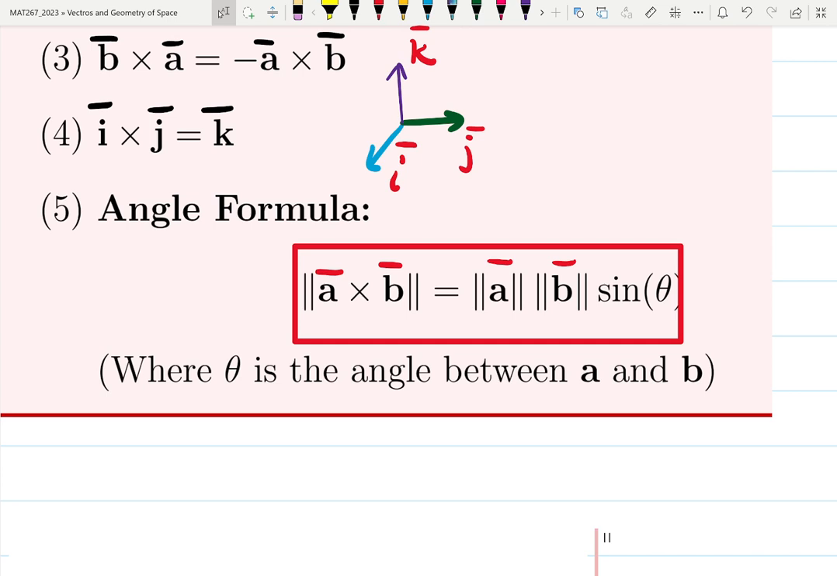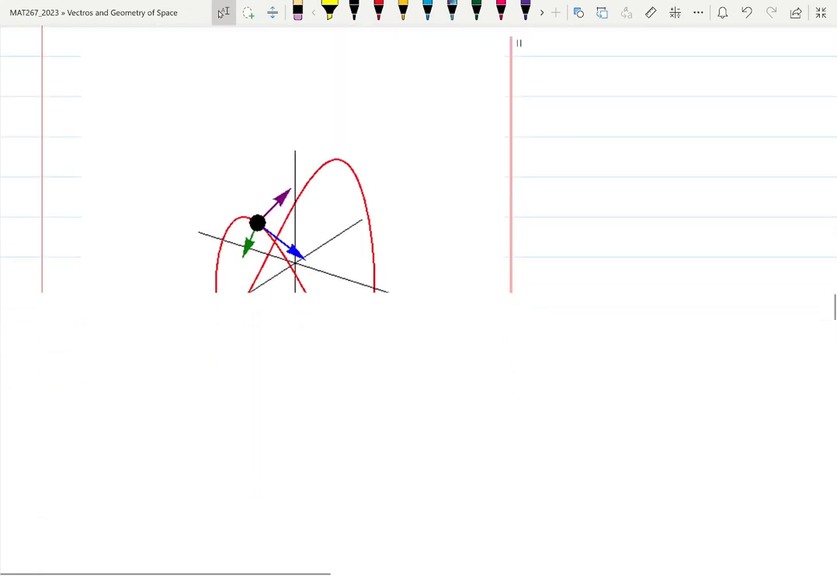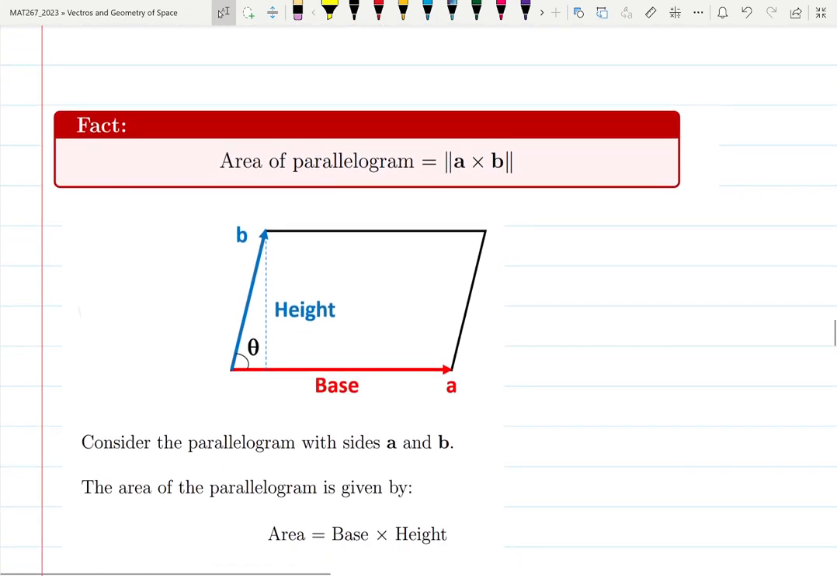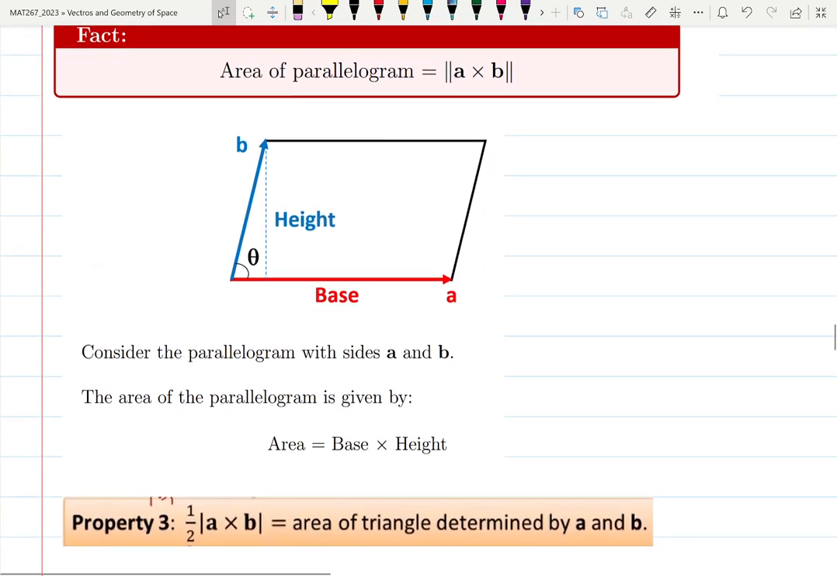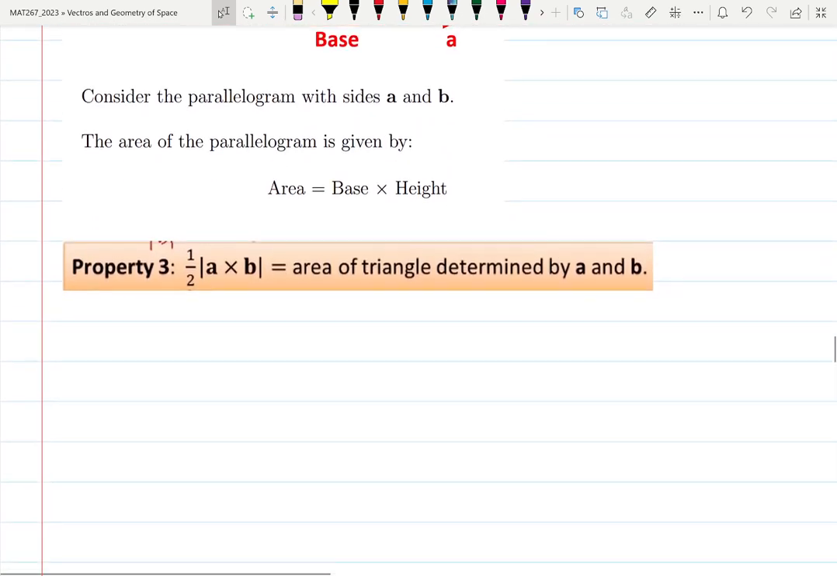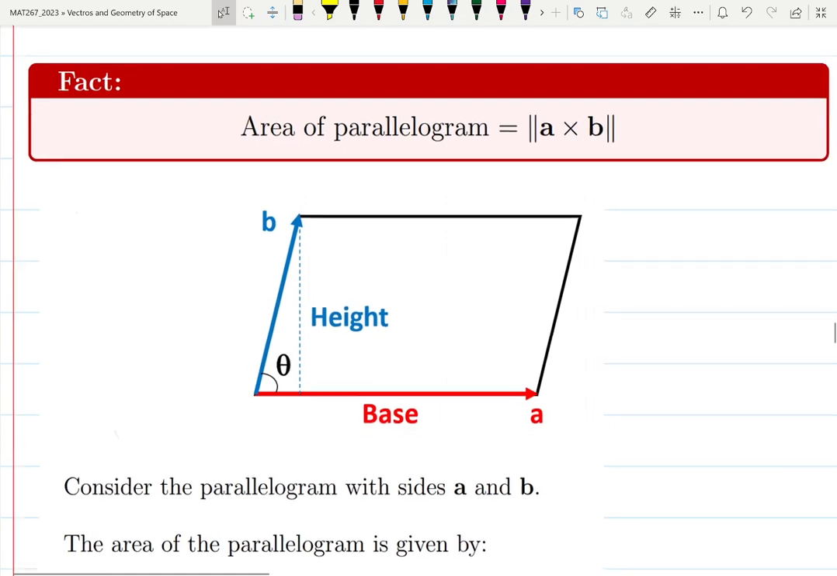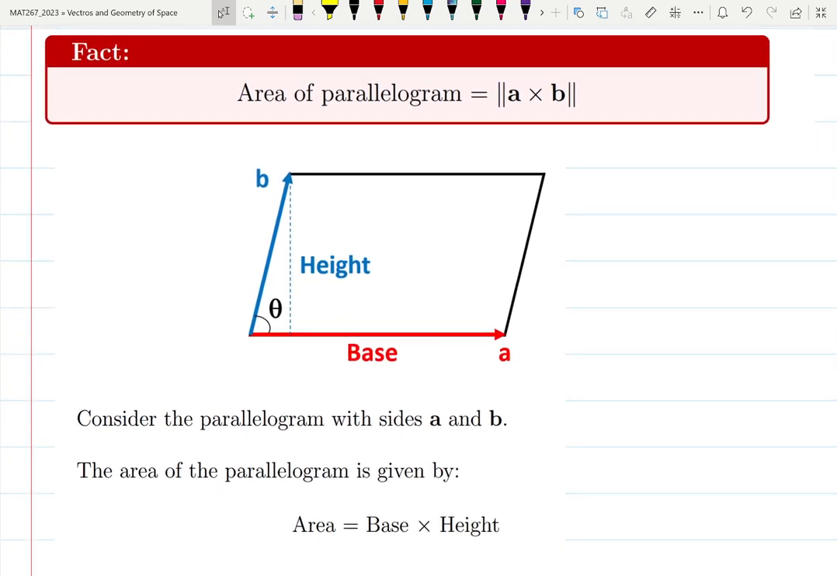But the last thing to point out is we will ask you in your homework and usually in the test to find the volume of the parallelepiped. So I showed you this. This is pretty cool. The area of the parallelogram is the absolute value of A cross B. Let's write it down. Fact: the area of the parallelogram is A cross B.